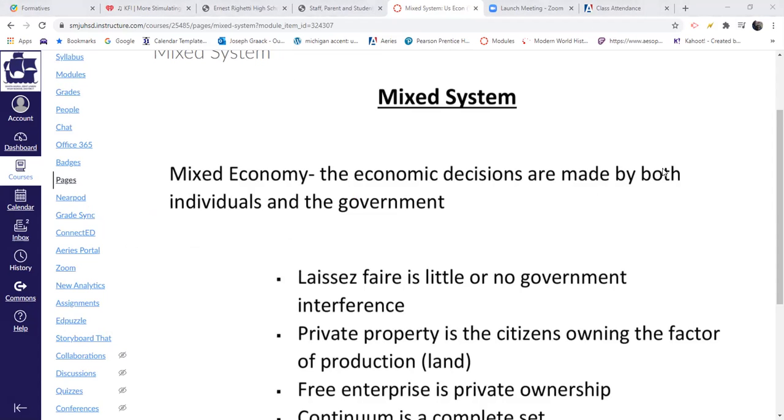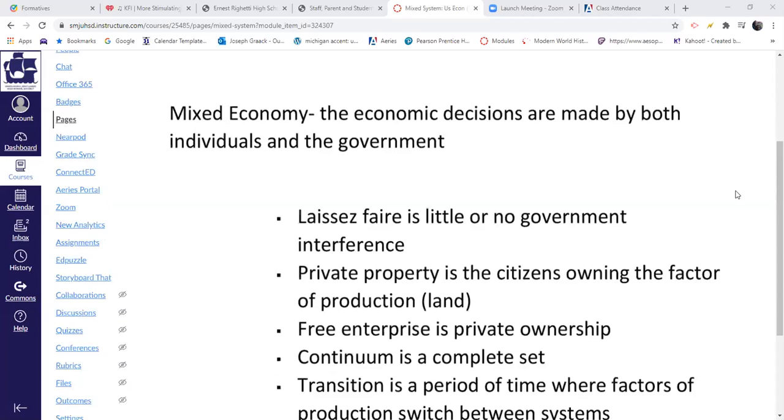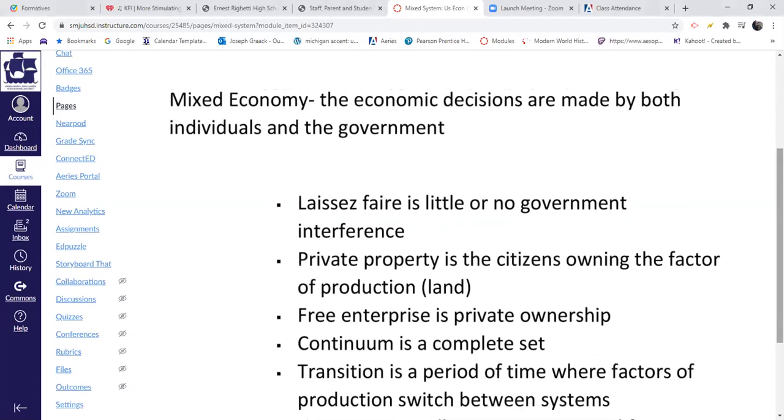So a mixed system is going to be a little bit of the command or centrally planned system in which the government controls some aspects of the economic system. But a mixed system is also going to have some individual or business decisions that are not enforced or created by the government. So in a mixed economy, the economic decisions are made by both individuals and the government. This has more of Adam Smith's Wealth of Nations laissez-faire economic theory in it.